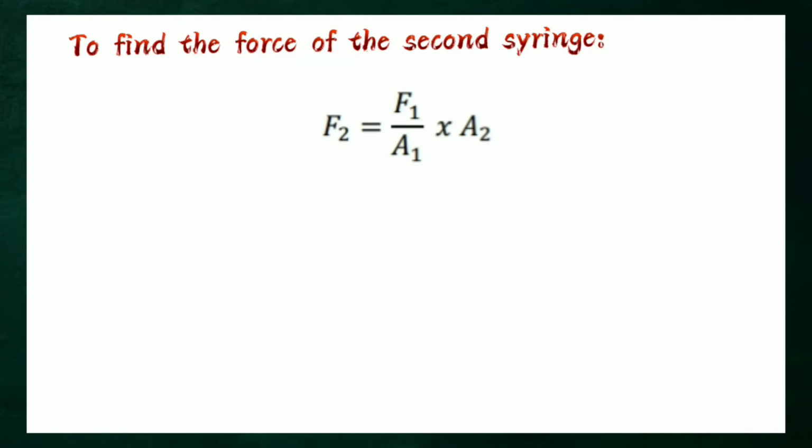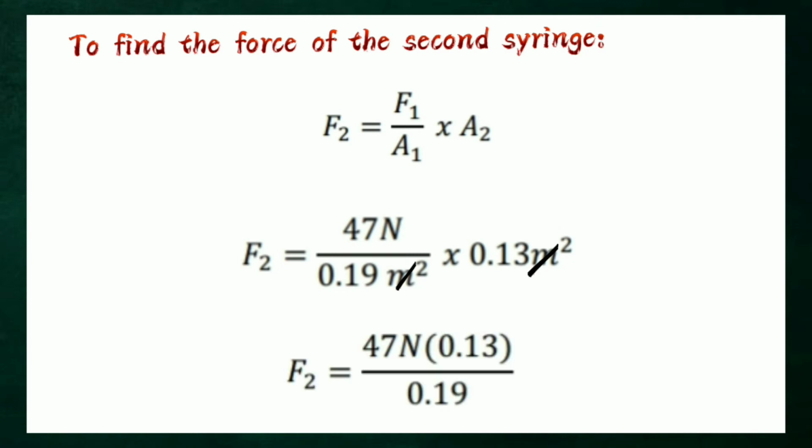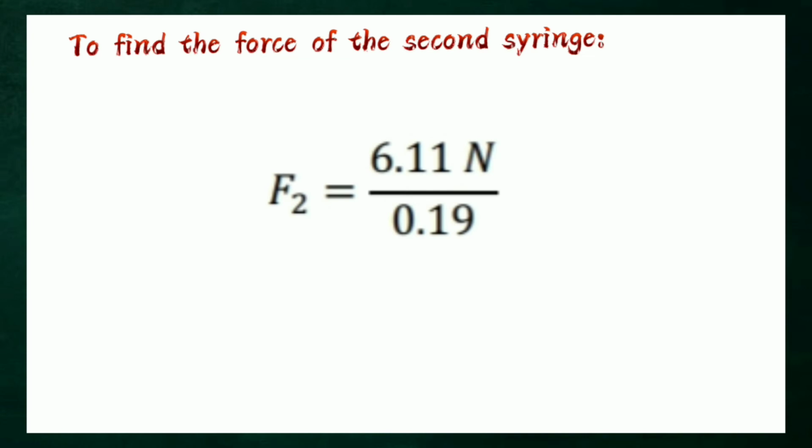So let's now substitute the values of F1, A1, and A2. It will now be F2 is equal to 47 Newton divided by 0.19 square meter times 0.13 square meter. So we will now cancel out the unit square meter. It will now be F2 is equal to 47 Newton times 0.13 divided by 0.19. 47 Newton times 0.13 is equal to 6.11 Newton. Then F2 is equal to 6.11 Newton divided by 0.19.